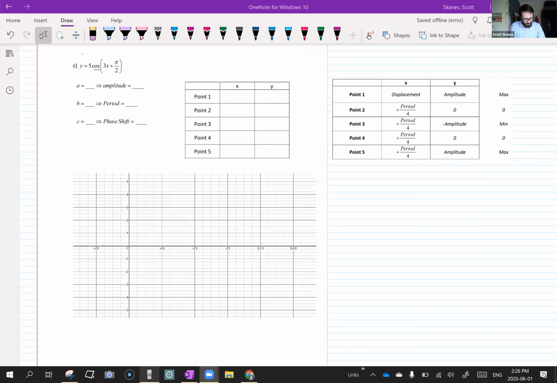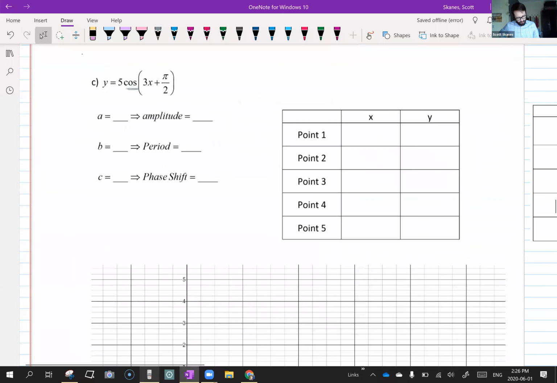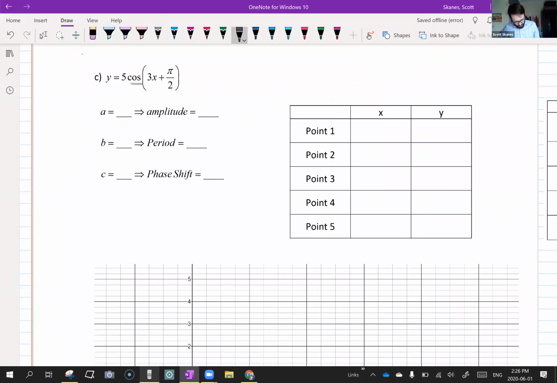Okay. So this is the next question. Maybe you've already got A, B, and C. It's very simple to get A, B, and C. A is 5, B is 3, C is pi over 2. And without even knowing anything else, you can just go ahead on autopilot and start filling some things out. So amplitude is 5. I'm not going to fill in this table yet for good reason.